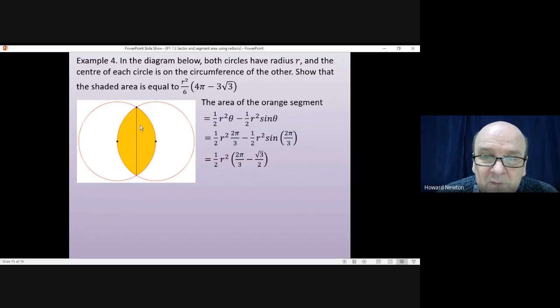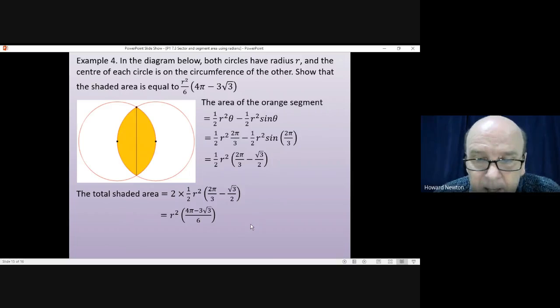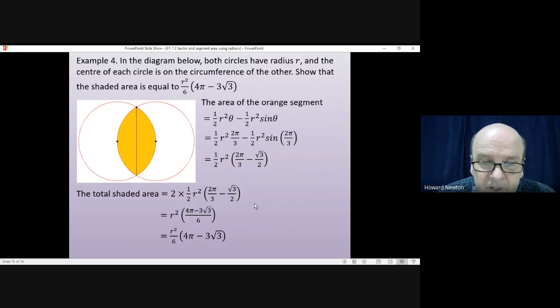We want to know the whole of this area. Well, the whole of this area will be double what we just did. So that's 2 times this. That gives us r squared. And when we join together these two fractions here and make 6 as a common denominator, we'll get 4 pi minus 3 root 3 over 6. And glancing up at what we're trying to prove, all we need to do now is take the 6 outside as the denominator of the fraction, and that'll give us the total shaded area is r squared over 6 into 4 pi minus 3 root 3. Well done if you managed to prove that yourself.